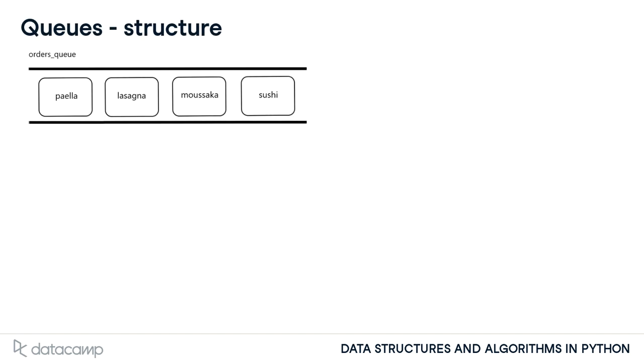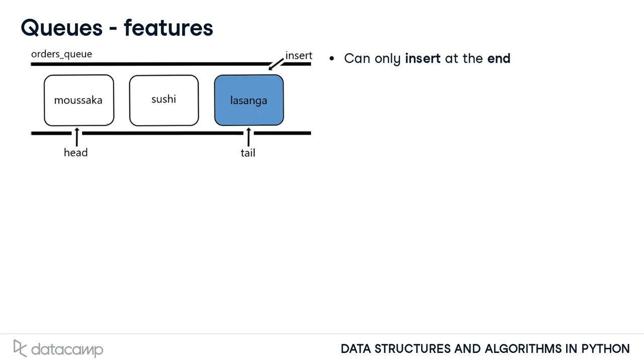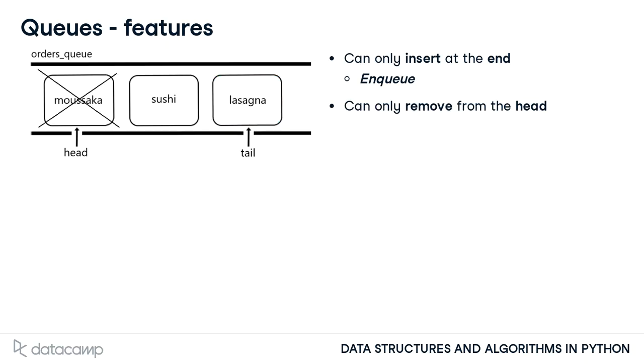Here is a queue of restaurant orders. The beginning of the queue is called the head, and the end is called the tail. In queues as in stacks, we can only insert data at the end of the queue. This operation is called Enqueue. However, contrary to stacks, we can only remove data from the head. This operation is called Dequeue.